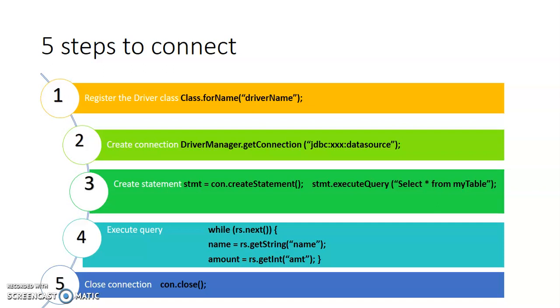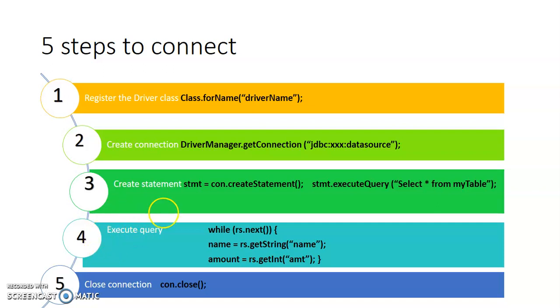Now we will see the crucial 5 steps for the connection. The very first step is to register the driver class. That means register with your translator. The second step is that we need to create the connection. We need to establish the road. The third step is that we need to create the statements. We need to create our query, what we need to extract from the database.